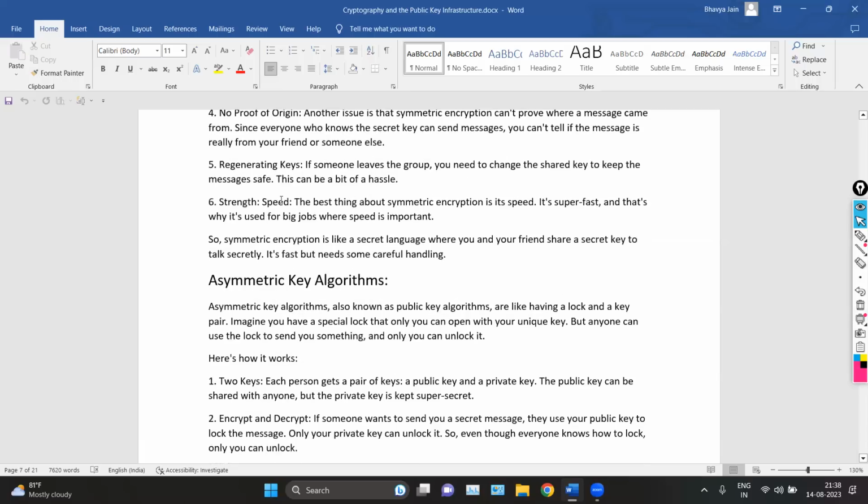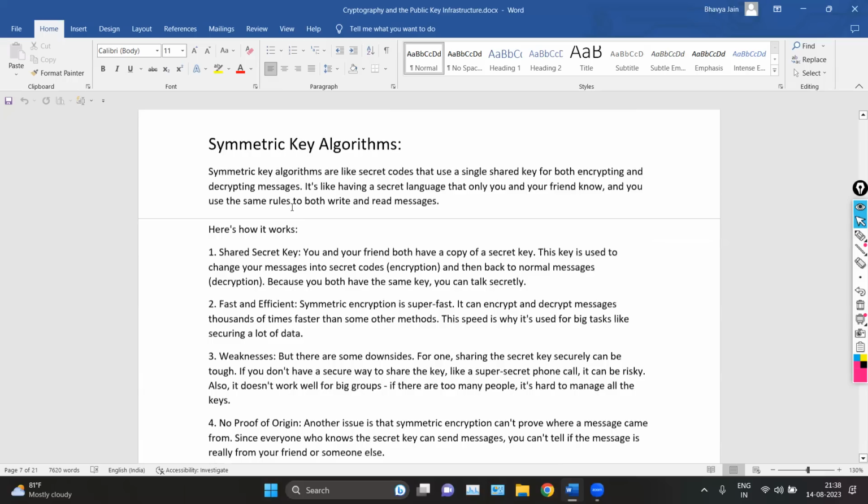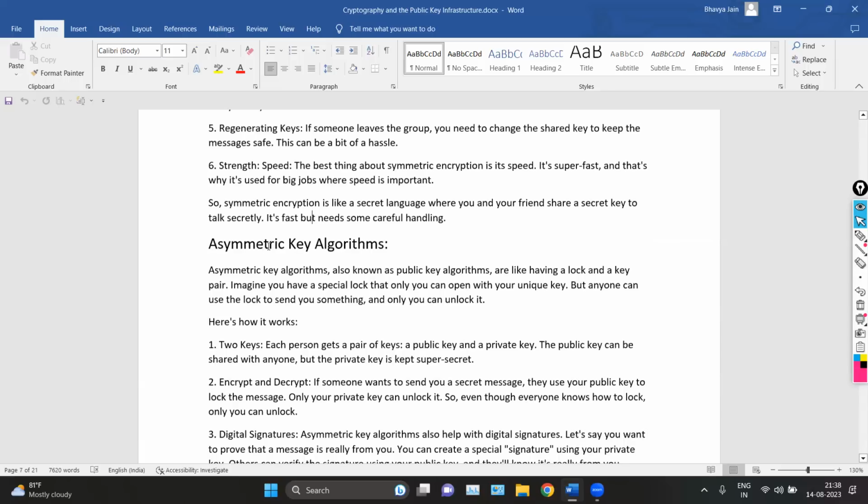Then strength and speed. This is the benefit of using the symmetric algorithm, because here we have the strength. Speed is the best thing about symmetric encryption. It's super fast, and that's why it's used for big jobs where speed is important. So it depends on the nature and size of the organization and for what purpose you are using the encryption. So symmetric encryption is like a secret language, as we have discussed.